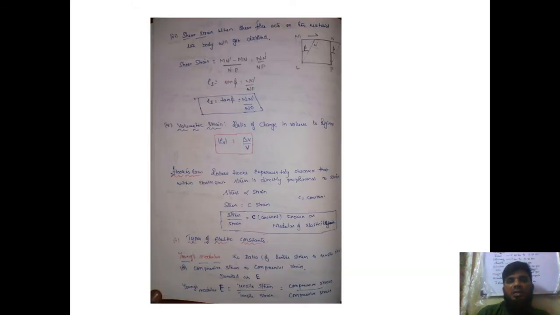L minus delta L minus the original length. The original length is L. So if you observe, during compression we are going to get minus delta L by L. This minus indicates that the length has been decreased. Whereas in tension we are going to get a positive value, because the length of the rod or the beam is going to be increased. Okay. Next is shear strain.